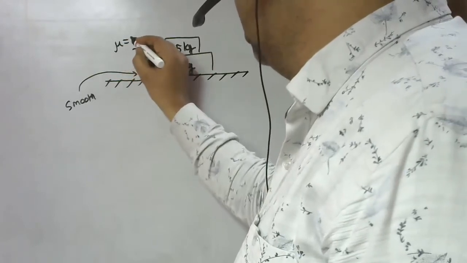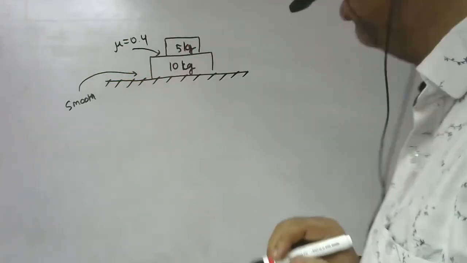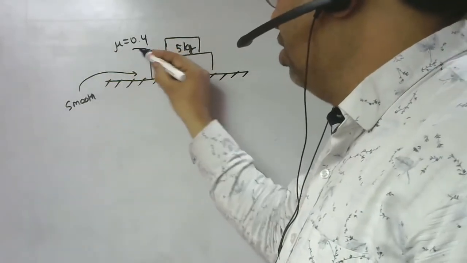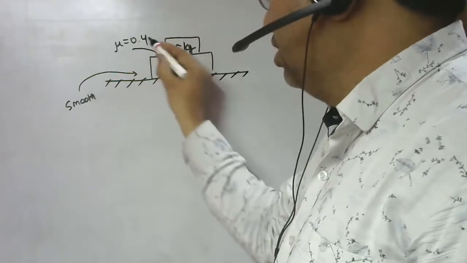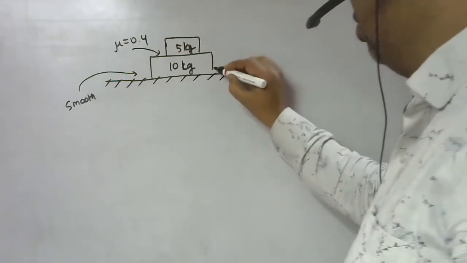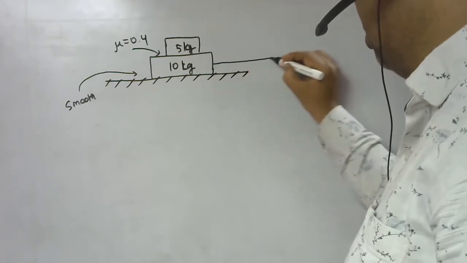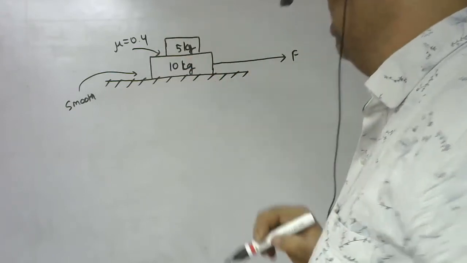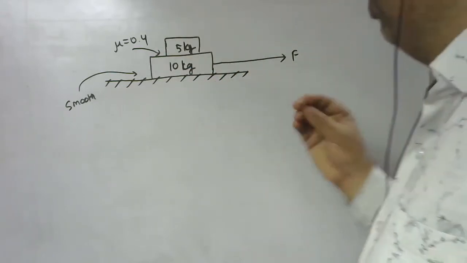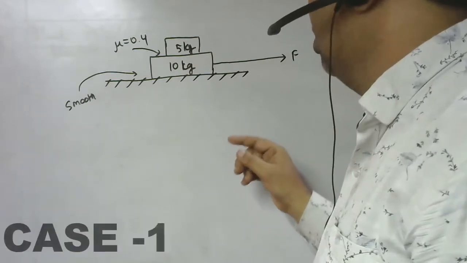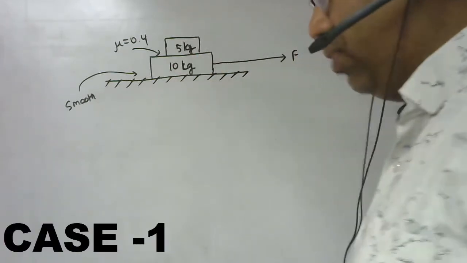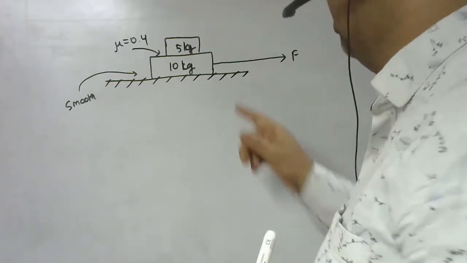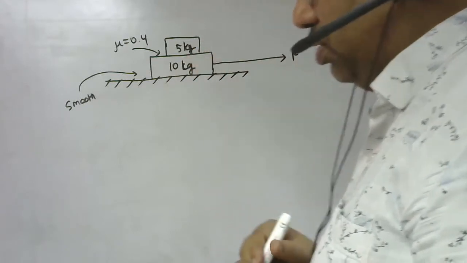Suppose there is friction and the coefficient of friction is 0.4. I mean this is the static friction and kinetic friction coefficient, and the coefficient is 0.4. Now I'm exerting a force F on this system, and the question is, what is the maximum acceleration up to which both blocks move together? To solve this problem, first we have to find the limiting friction between the two blocks.